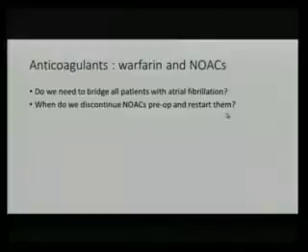Now, anticoagulants. I just wanted to discuss 2 questions. I think atrial fibrillation is the common reason why people are on Coumadin, and what about NOACs in the perioperative period? When do we stop them? When do we start them?